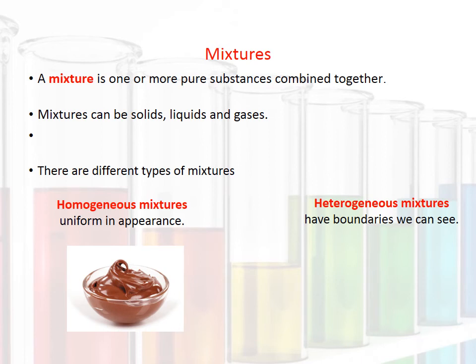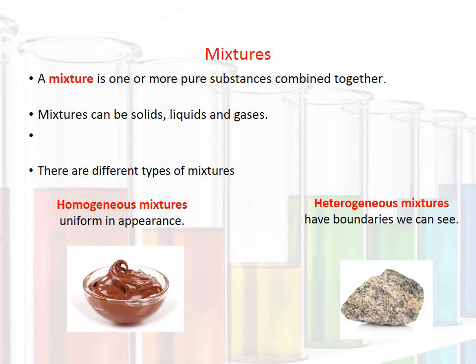Other mixtures are not homogeneous, they're not uniform, and they are described as being heterogeneous. And they have boundaries that we can obviously see. An example here, and this is in a solid. Remember, mixtures can be solids, liquids, or gases. So here's an example in a solid, and this is a piece of granite. And this granite is made up of several different minerals, and you can see the different minerals when you look in that piece of rock. So this is a heterogeneous mixture.